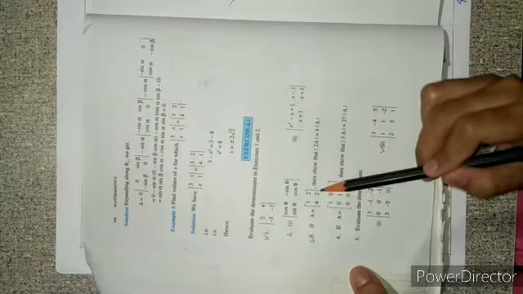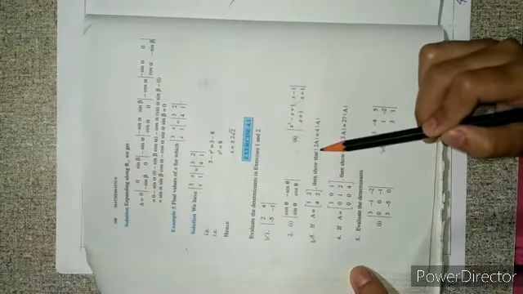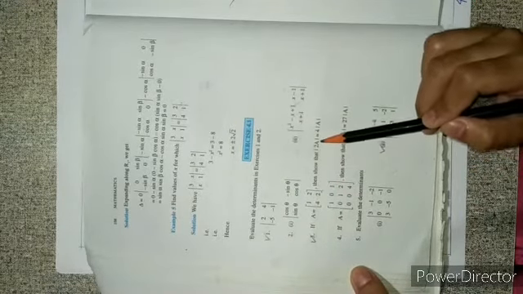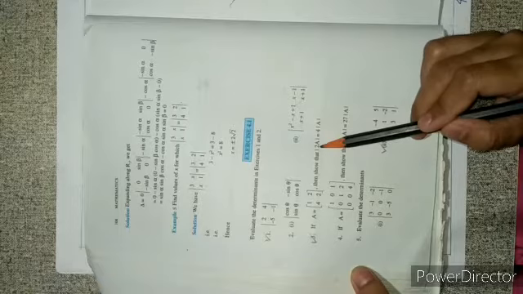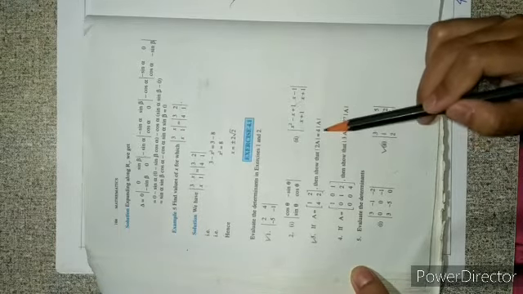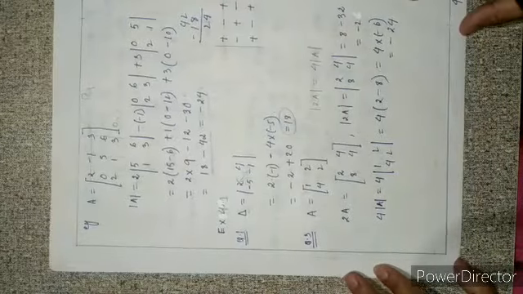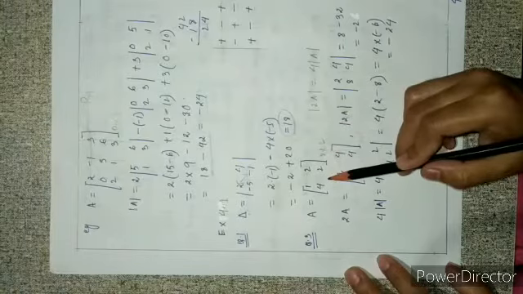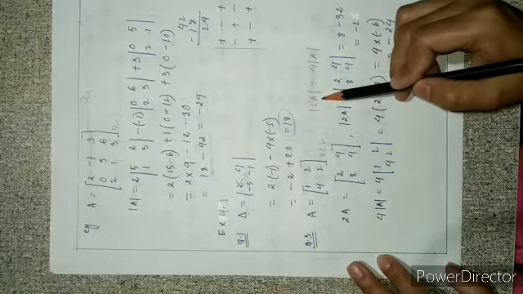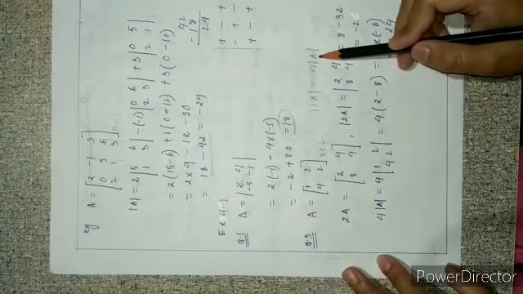Next, question number 3. If A is a square matrix, then show that the determinant of 2 times A is equal to 4 into the determinant of A. Here we multiply matrix A by 2 and show the determinant equals 4 into determinant of A. There is a square matrix of order 2 whose elements are given. Then we have to show that left hand side is equal to right hand side.